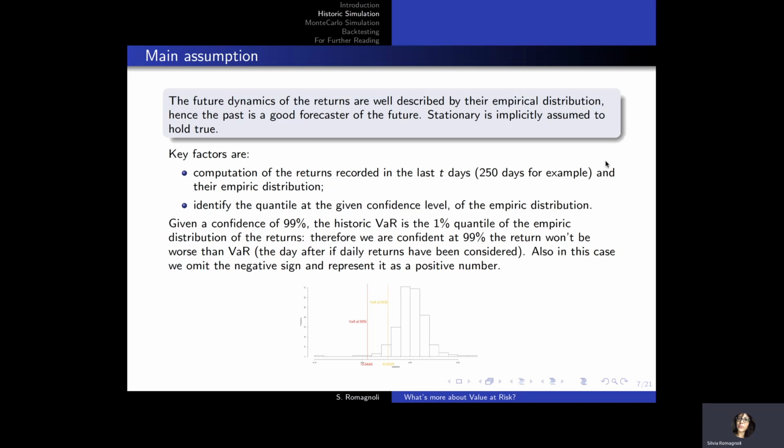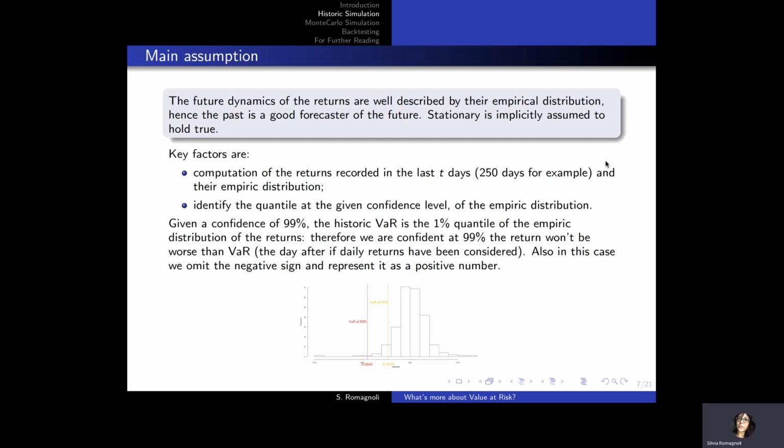The key factors of the historic simulation are, first of all, the computation of the returns recorded in the last T days, which can be, for example, represented by 250 days, and obviously their empiric distribution. We need also to identify the quantile at a given confidence level of this empiric distribution.